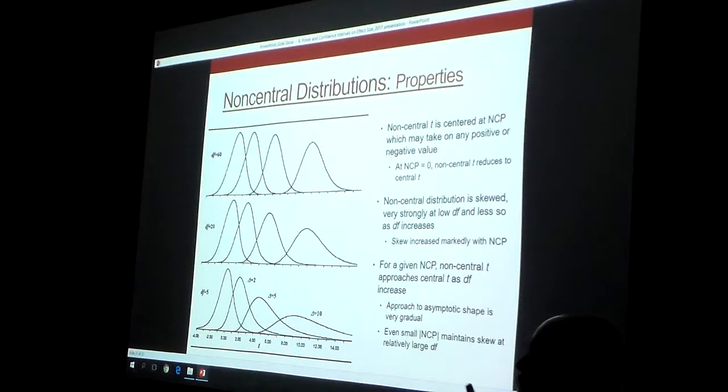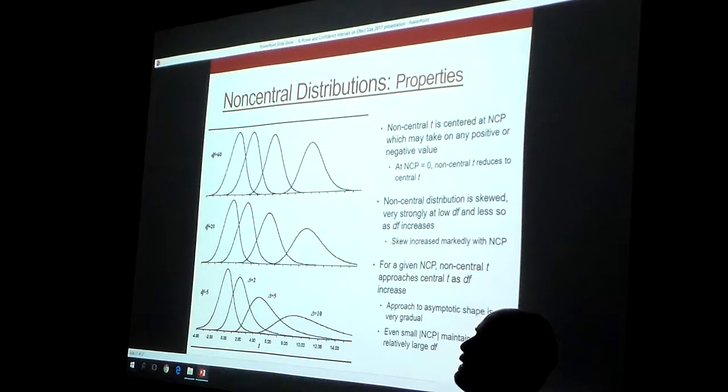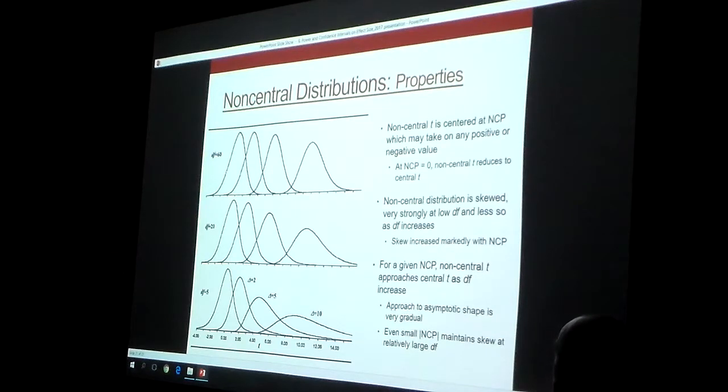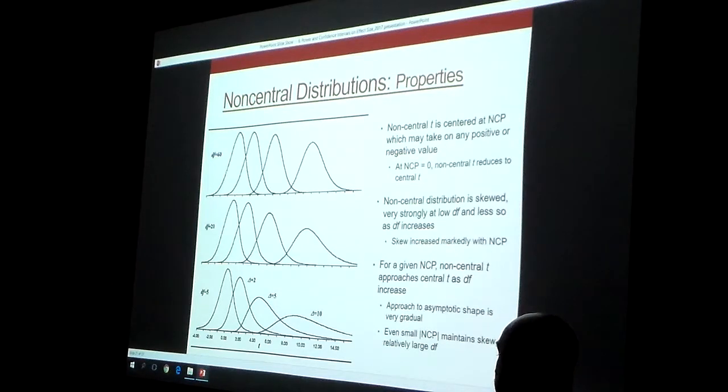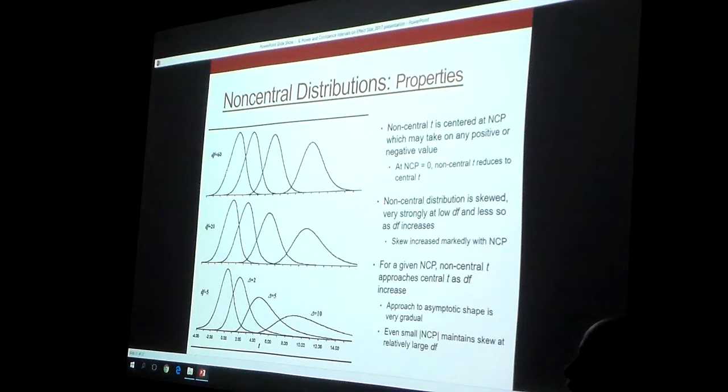And as our degrees of freedom start to get lower, that skew starts to increase. As the degrees of freedom start to get higher, all things being equal, our distribution becomes less skewed. However, even though for our non-central t distributions, as our degrees of freedom increase, the distribution starts to increasingly approximate our central t distribution, this is a very gradual process. Even with very small absolute values of non-centrality parameters, corresponding to even small effects, we still have some skew even with reasonably sized degrees of freedom.